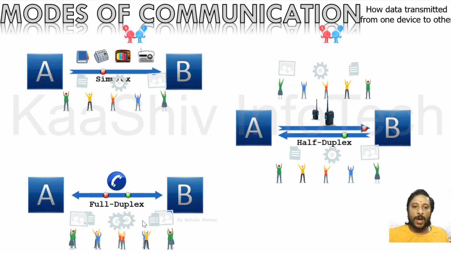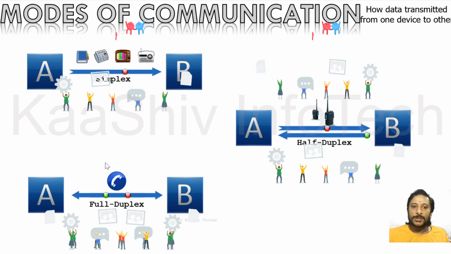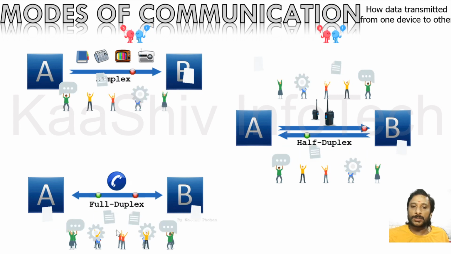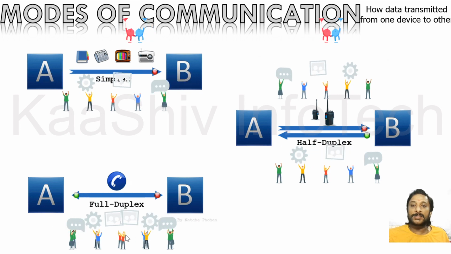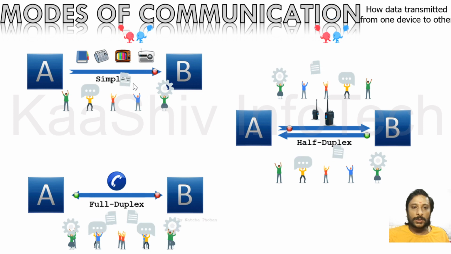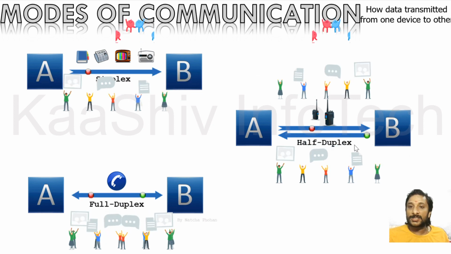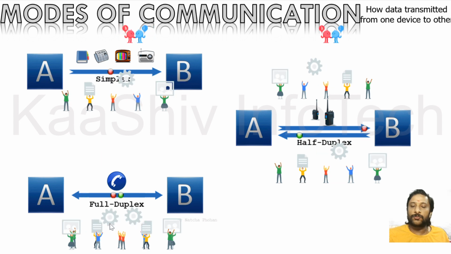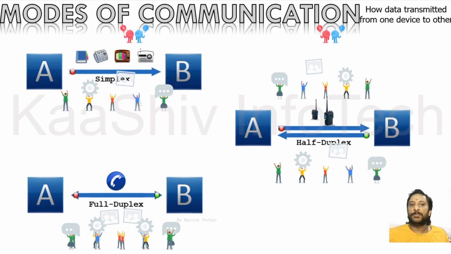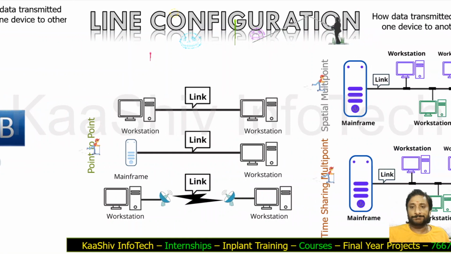And full duplex is like your friend fighting with you: two people communicate and both communications happen at the same time. So in simplex only one communication is happening. In half duplex there are two communications, but not at the same time. In full duplex it is at the same time. That is the difference between the modes of communication.